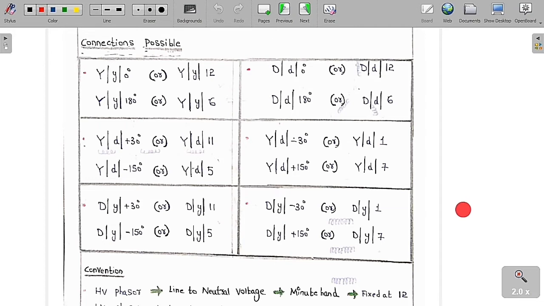Star star means you can get 0 degree or 180 degree. Delta delta means you can get 0 degree or 180 degree. In star delta, you can get plus 30, minus 150, minus 30, plus 150. In delta star, you can get plus 30, minus 150, minus 30, and plus 150. Only these types of connections are possible.